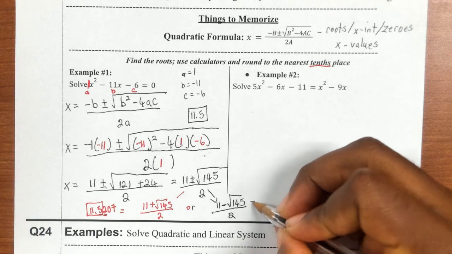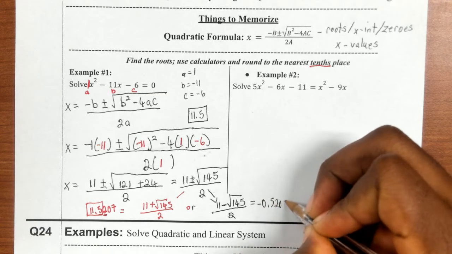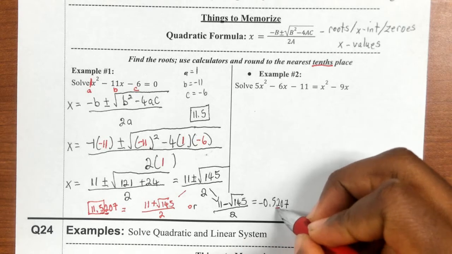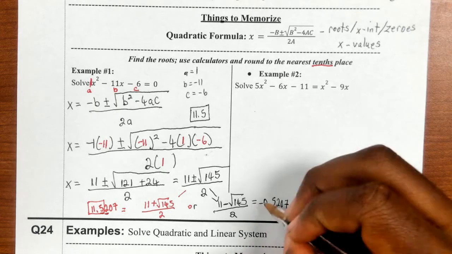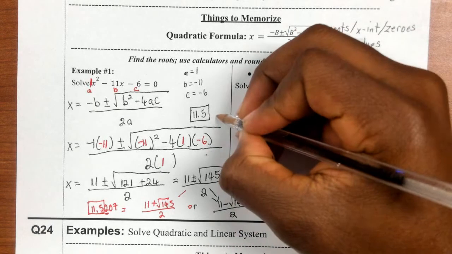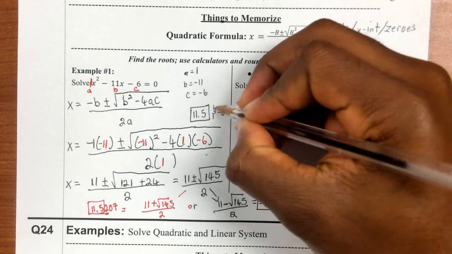Alrighty, so when I calculate this, I got negative 0.5207, but it says round to the nearest tenth, so I look at the second number after the decimal point. Because it's not 5 or larger, my answer is negative 0.5. So again, my next answer is negative 0.5.